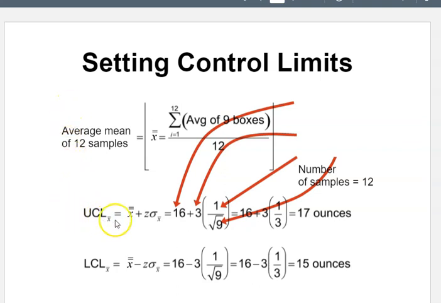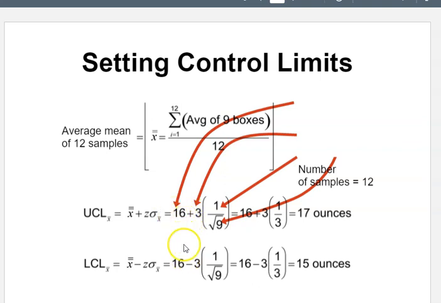Okay. So let's say here the Z value is given as 3, or we were asked to use a 99.7% confidence level. As a result, Xbar is 16. We just saw the calculations.